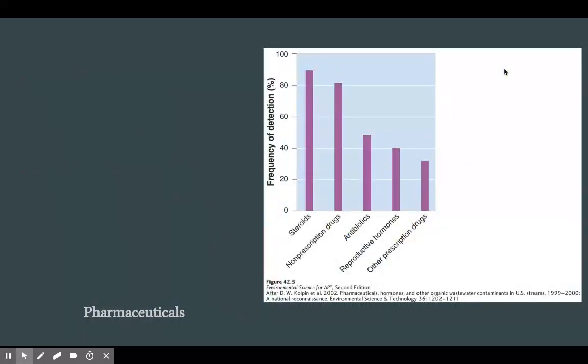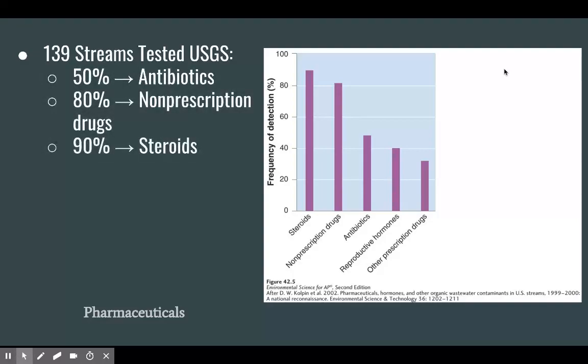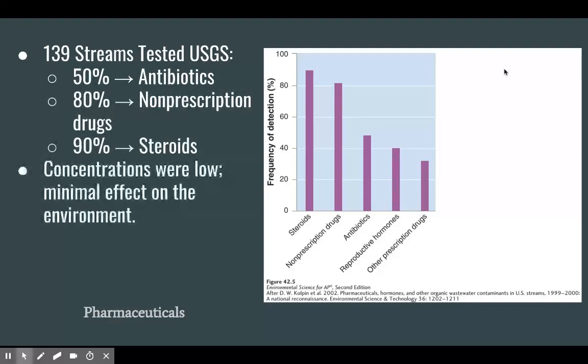Moving on with our synthetic compounds, there's also pharmaceuticals. You can see here, there was a study by the United States Geological Survey. They tested 139 streams, and they noticed a few things: that 50% of those streams contained antibiotics, 80% were non-prescription drugs, and 90% were steroids. The good thing is that these concentrations were so low that they aren't posing a risk to the environment or human health right now.